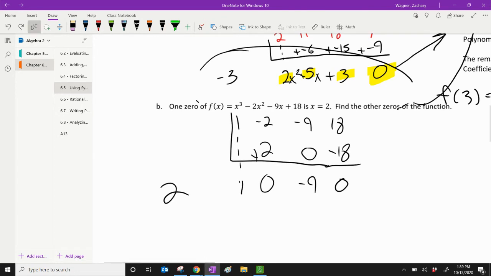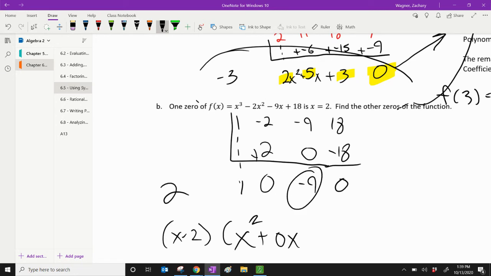Which means, if I were to factor it out, x minus 2, we pulled out. What's left? Lower this one by 1 degree. It was cubic, right? We always lower by 1 degree because we pulled out a first degree term. It's now squared, x squared plus 0x, which you could write the 0x. I'm going to do that for just this one. Minus 9.